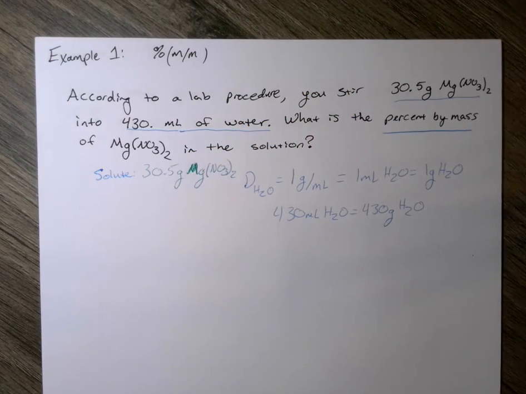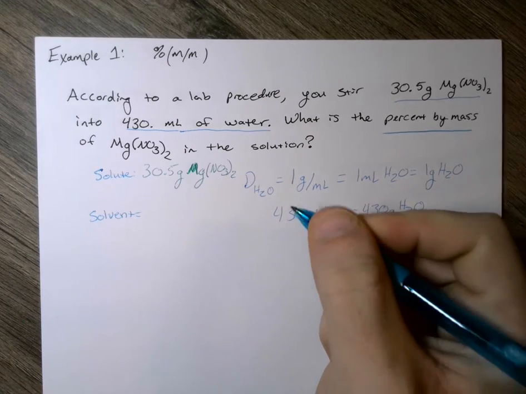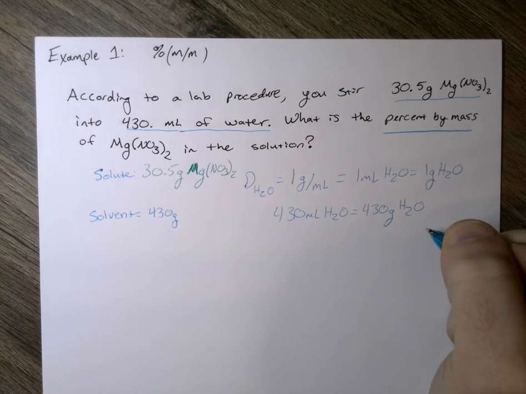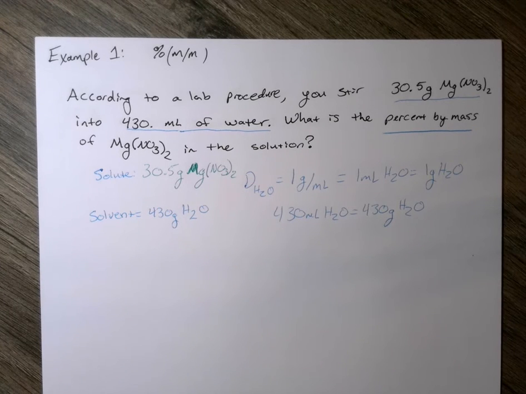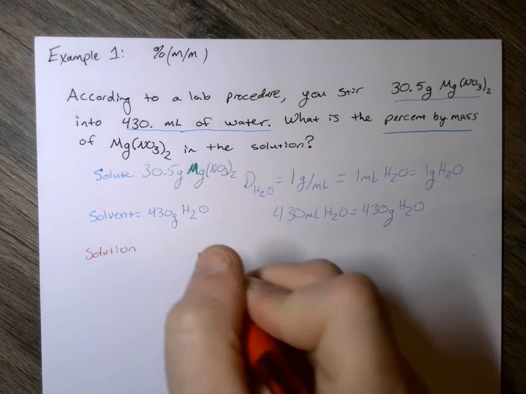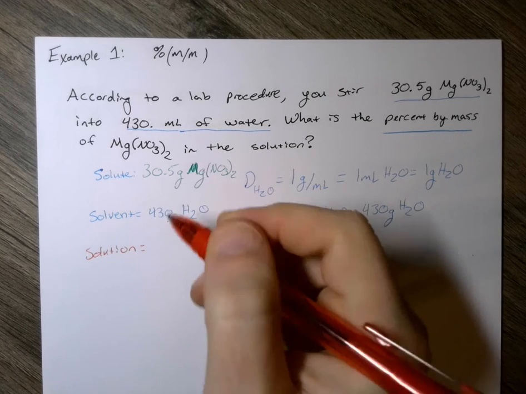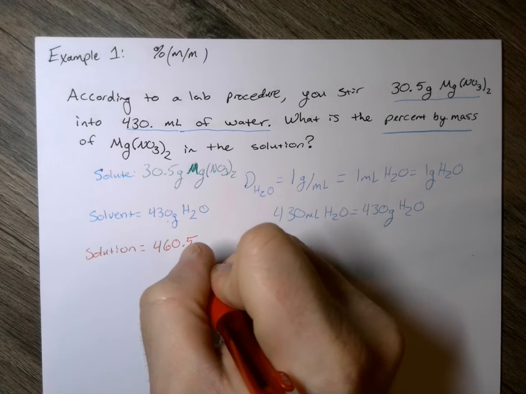Okay, so there we have it. Our solute is 30.5 grams of magnesium nitrate. Solvent is going to be the other 430 grams of H2O. My solution is the total grams. 430 plus 30.5 gives me 460.5 grams of solution.